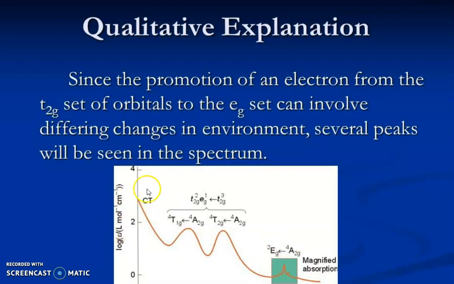So how to read this: the y-axis is log epsilon, in liters per mole per centimeter, and this one is 50,000 centimeter inverse, with lambda in nanometers. So you can change nanometers to centimeter inverse, and this is the magnified absorption, Eg. So doublet Eg and quartet A2g.